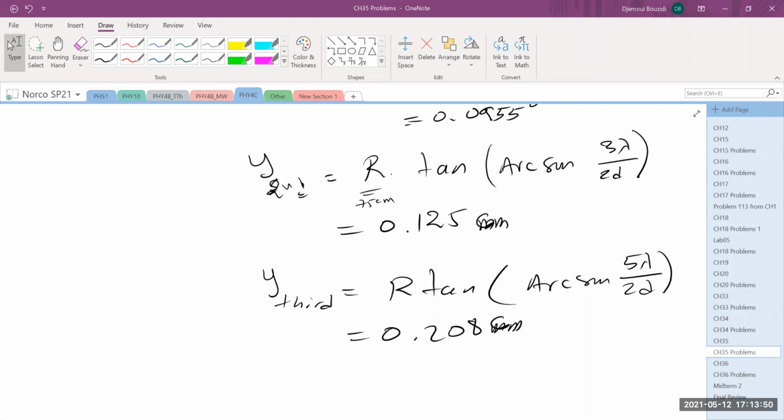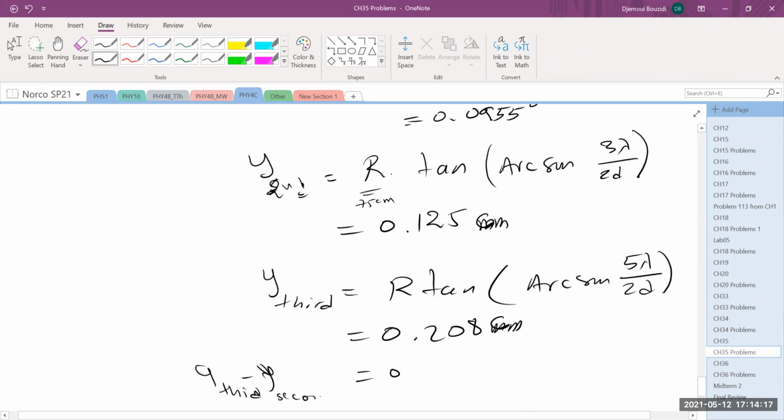We're doing minus the first distance. So it's 0.083 centimeters. The difference, y third minus y second, is 0.0833 centimeters. Okay, it's very tiny.